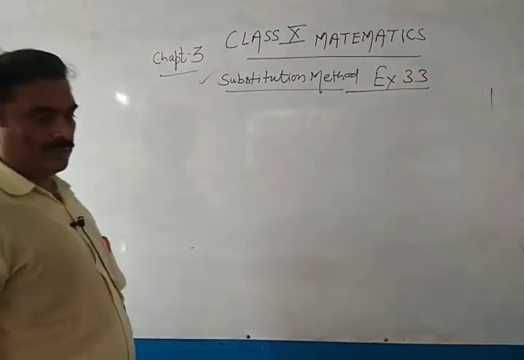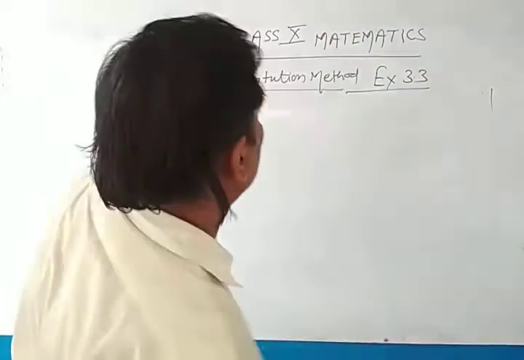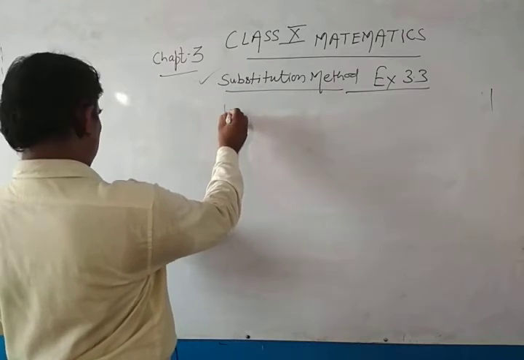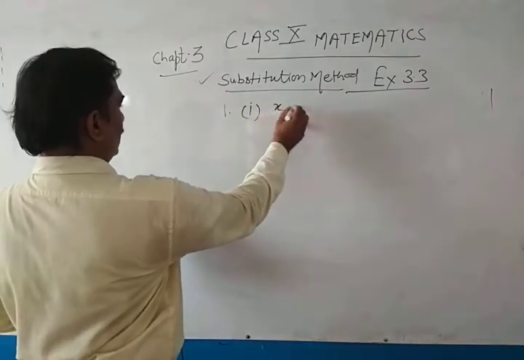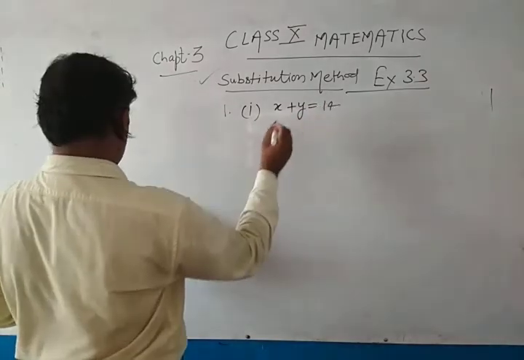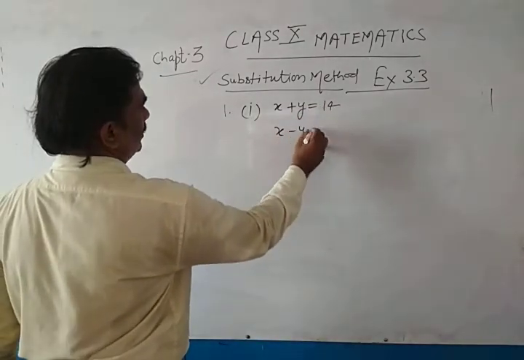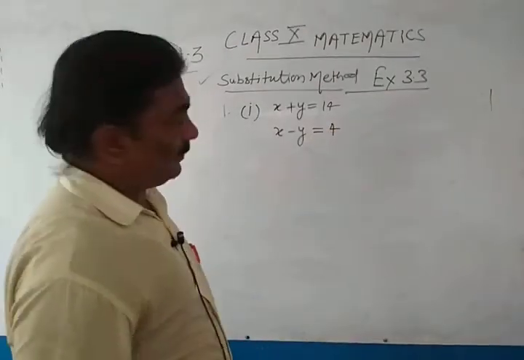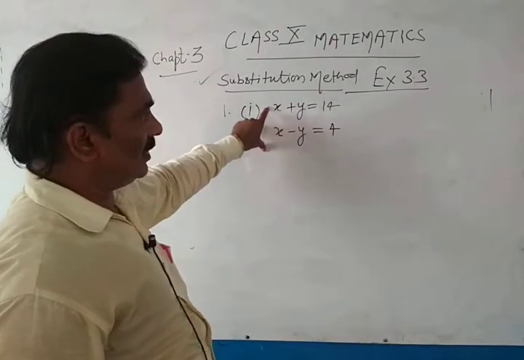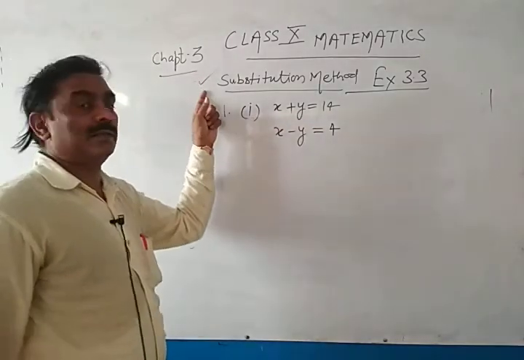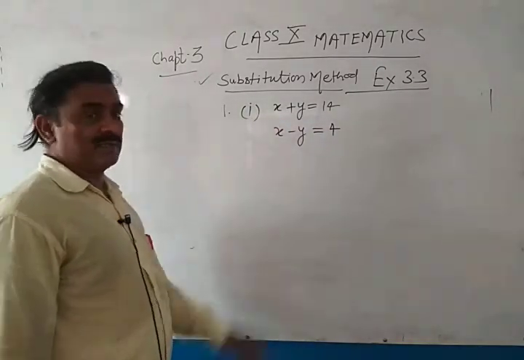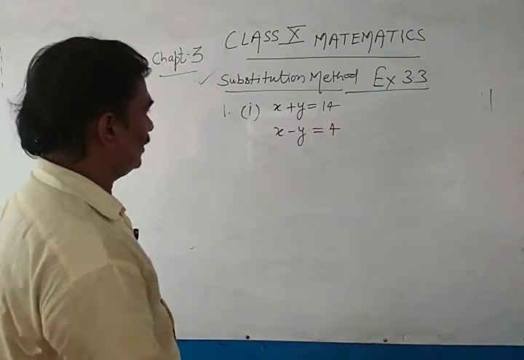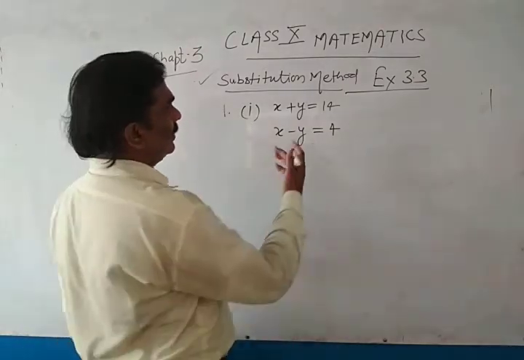Students, see how to solve this question. Question first: x plus y is equal to 14 and x minus y is equal to 4. We have to solve this pair of linear equations by the substitution method. This is a very simple question, students. I know that many of you have solved the sum, but for revision, let's start.